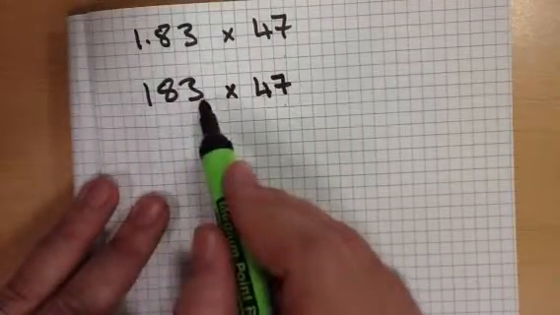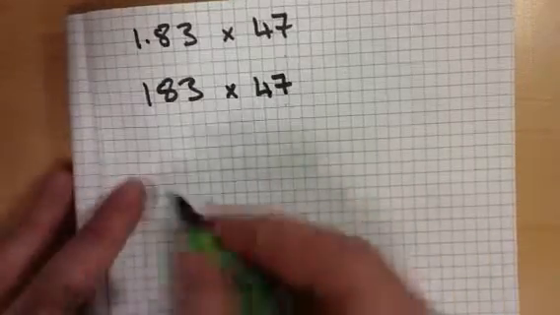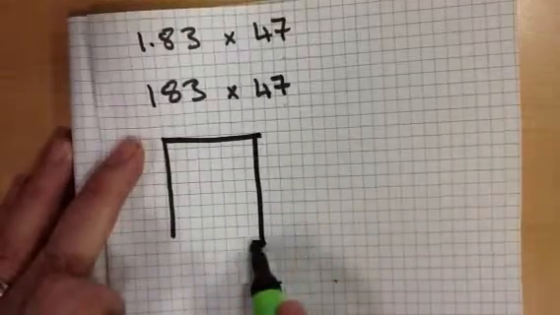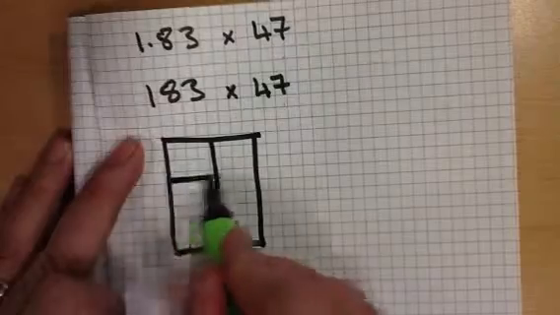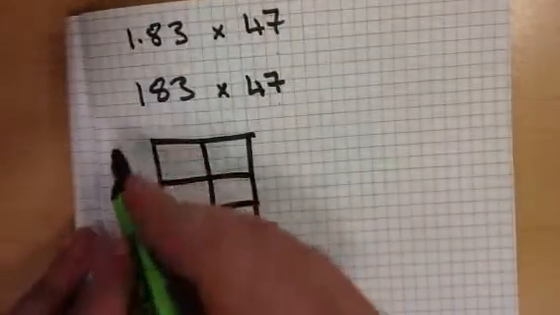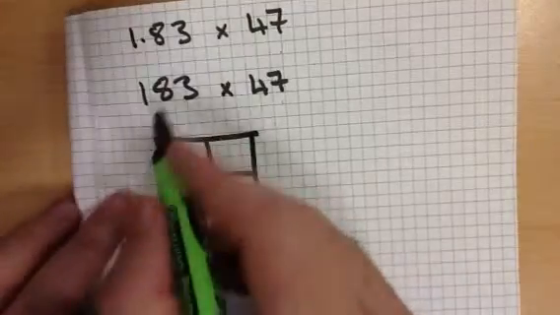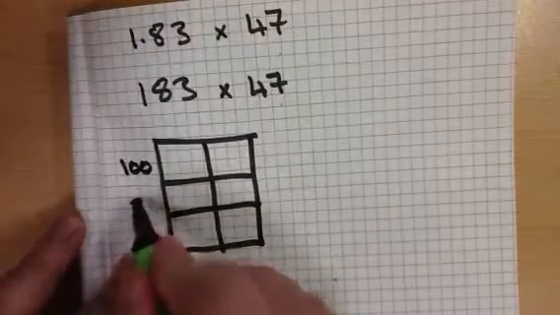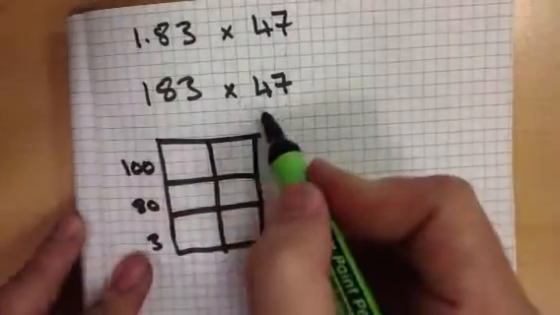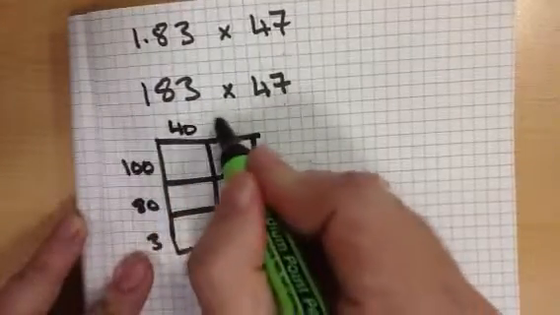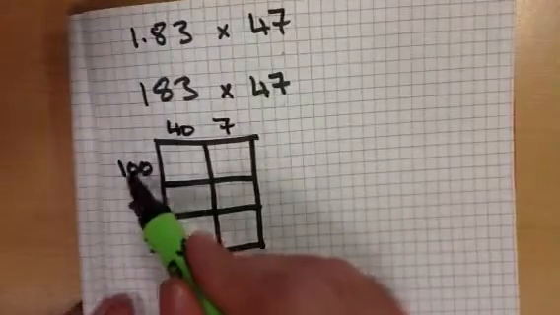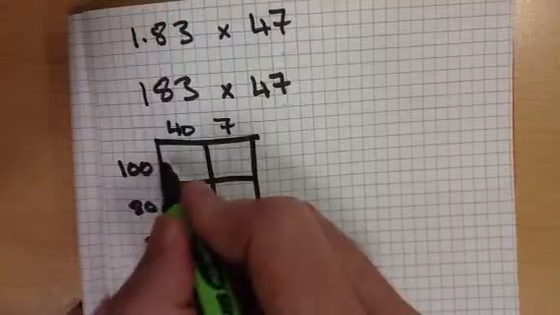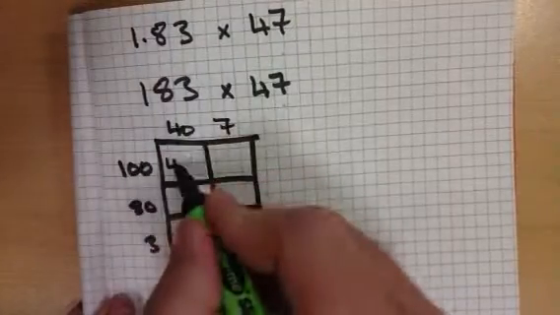I have a 3-digit number times by 2 digits, so I'm going to draw a grid 3 by 2. I've got my 3-digit number 183, and I split it up into 100, 80 and 3, and across the top I've got my number 47. 100 times 40, I look at the lead numbers to start with. 1 times 4 is 4, and then I look at how many zeros are left over.